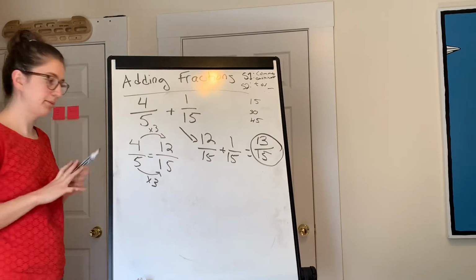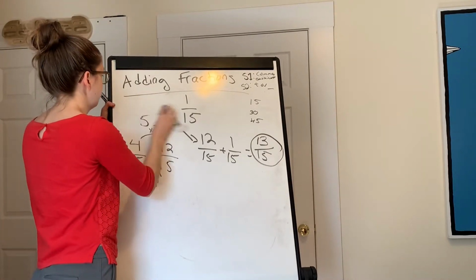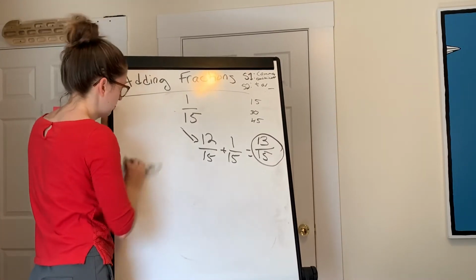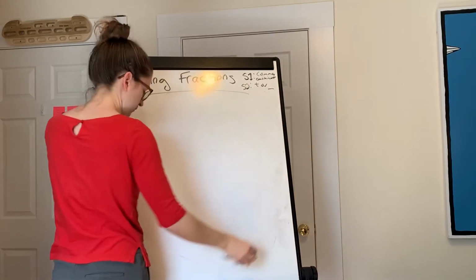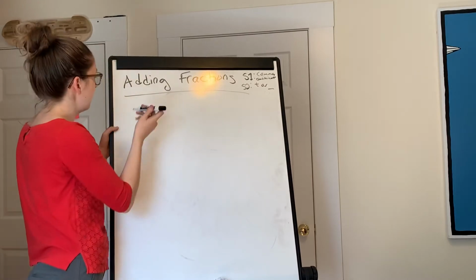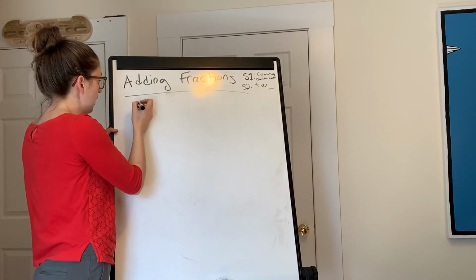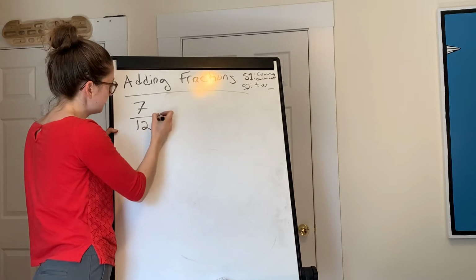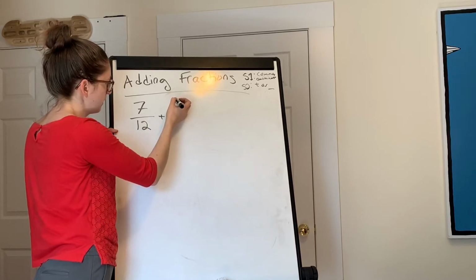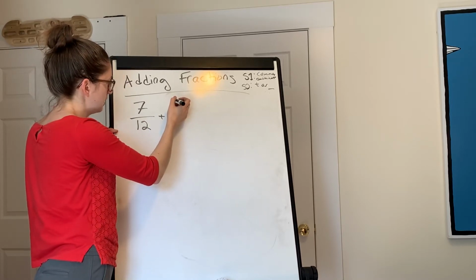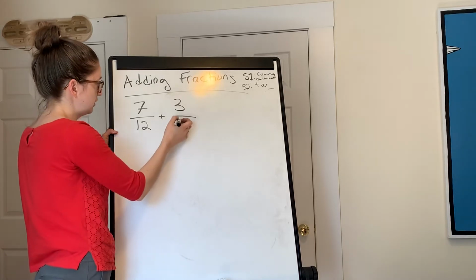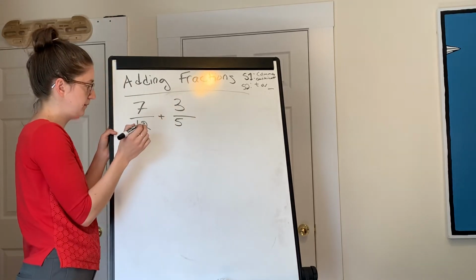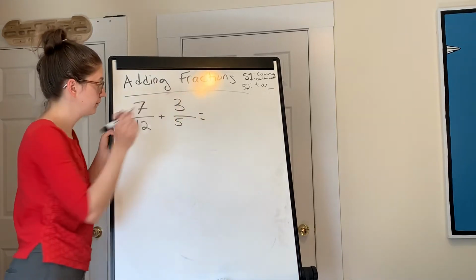Let's do one more. Okay, this time we're going to have 7/12 plus 3, let's do 5ths. This one's going to be a little weird.